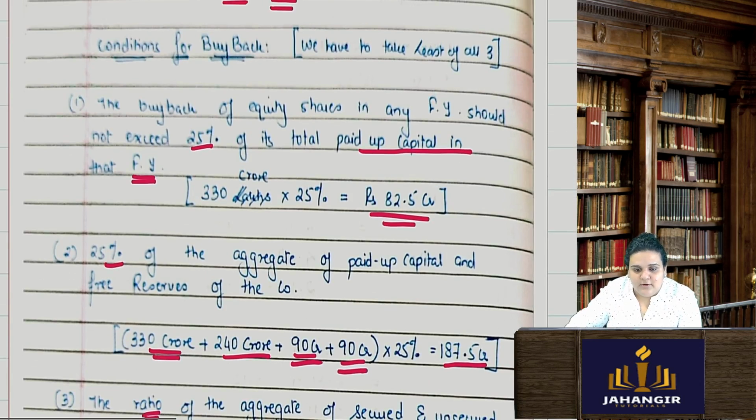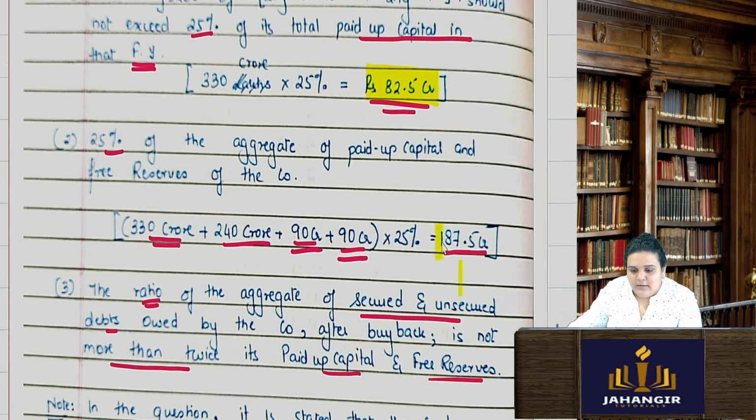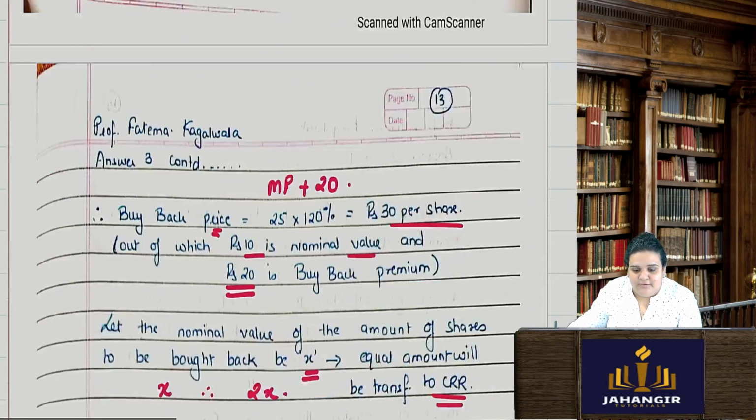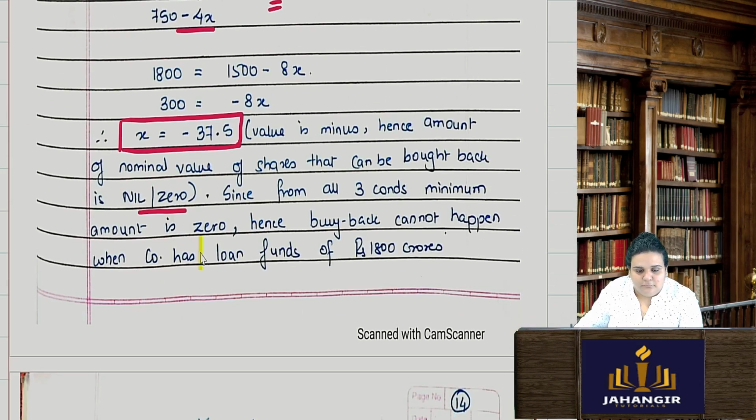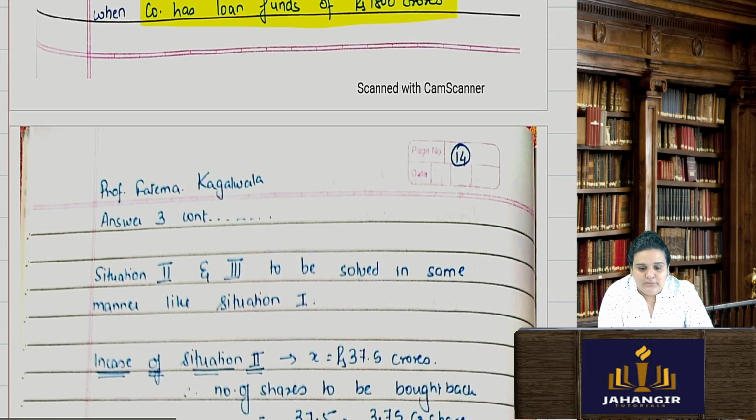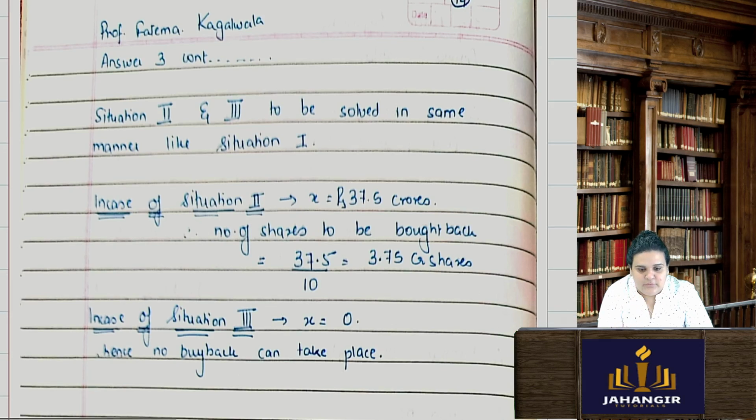First condition I got 82.75. Second condition I got 187.5. Last is 0. Since from all the 3 conditions minimum amount is 0, hence buyback cannot happen when company has the loan funds of rupees 1800 crores. This is the conclusion. Okay. I am going to do the other 2 situations also.